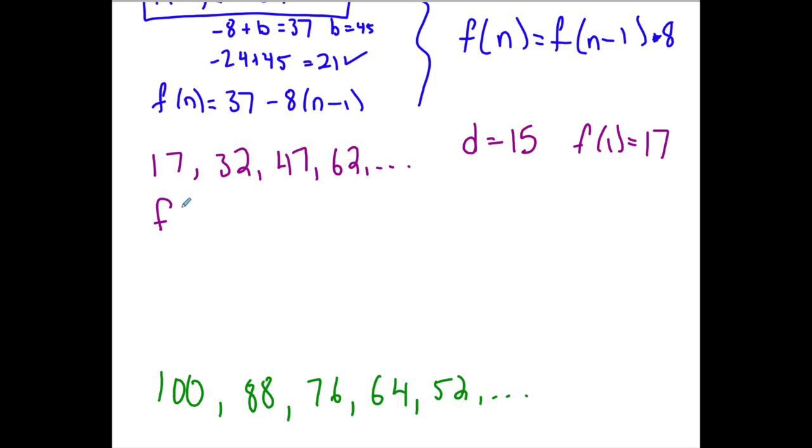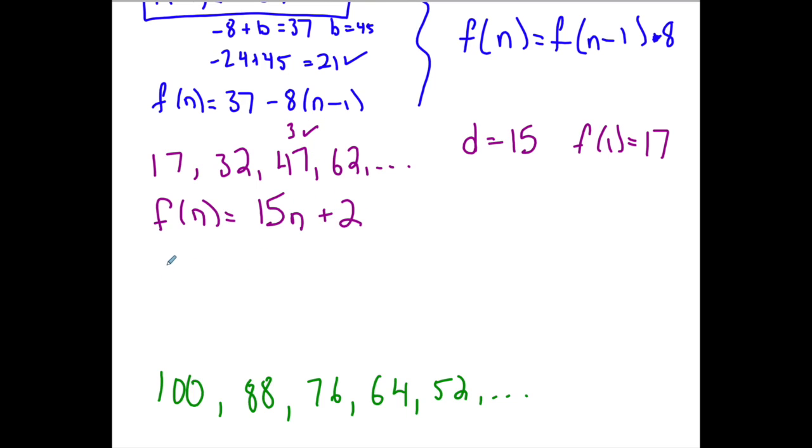So the explicit rule, we start off with 15n, then I plug in what, and I'm trying to get what? I plug in 1, I'm trying to get 17. I've got 15, so I need to add 2. Let's check my work. 15 times 3 is 45, plus 2 is 47.